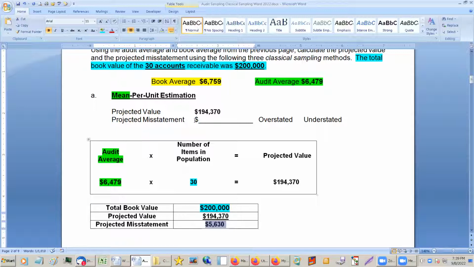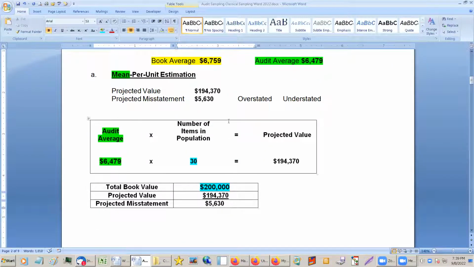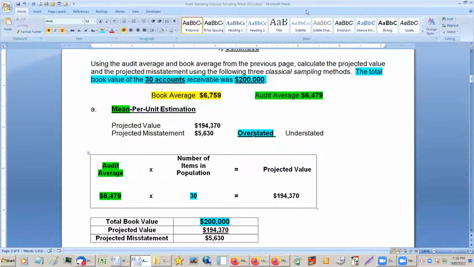All right, so the misstatement is the difference between these two. It's 200 minus that, which would give us 5,630, I think. So basically what they projected is overstated. Yes, that's exactly right. It is overstated by 5,630.